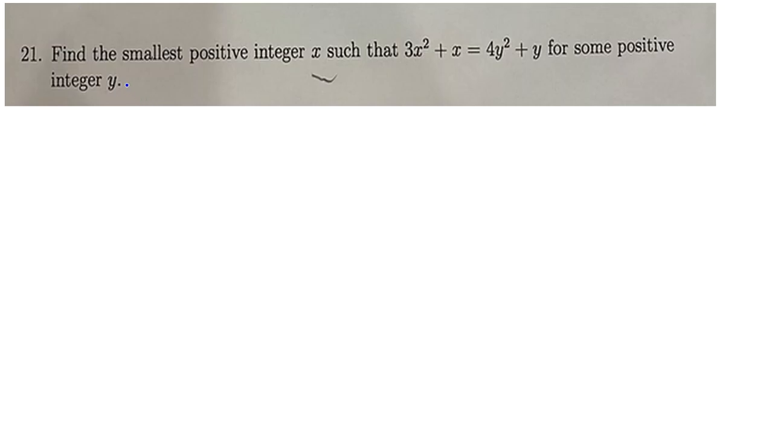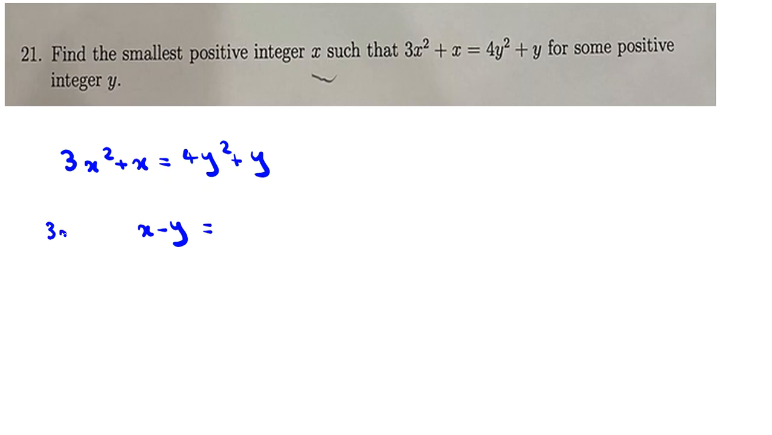Problem number 21. Find the smallest positive integer x such that 3x squared plus x equals 4y squared plus y for some positive integer y. Okay, so because we want to solve this, we have 3x squared plus x equal to 4y squared plus y. If we take y to the left hand side, then we have x minus y.